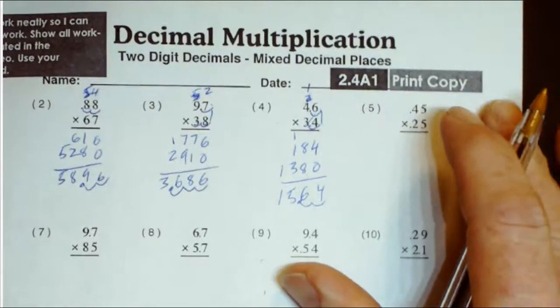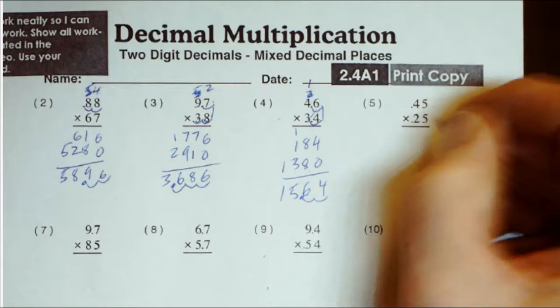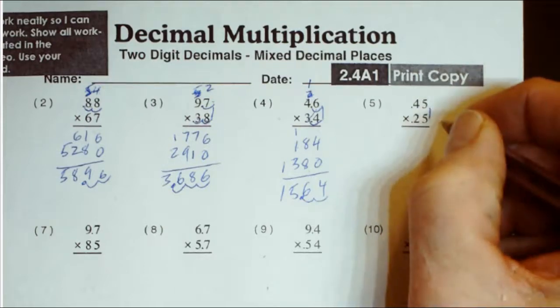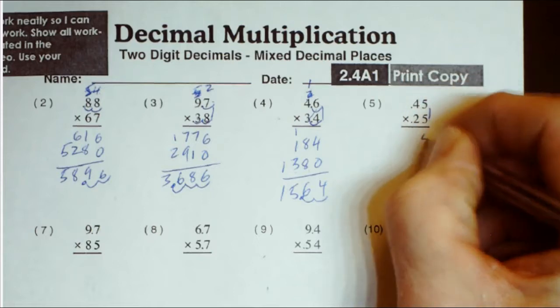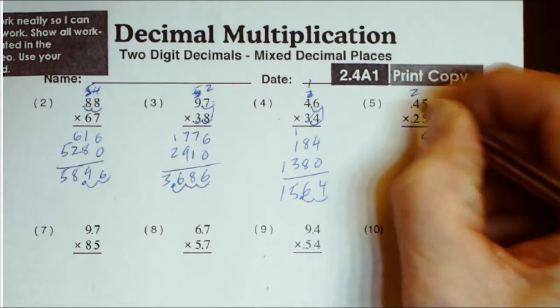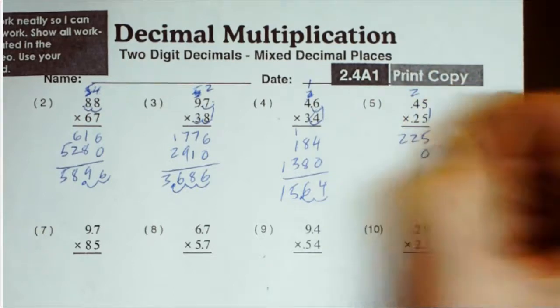All right. 0.45 times 0.25. Just ignore the decimals again. We'll just multiply away. We'll deal with them at the end. 5 times 5 is 25. Here's 5. Here's the 20. 5 times 4 is 20. Plus 2 is 22. 0 down.